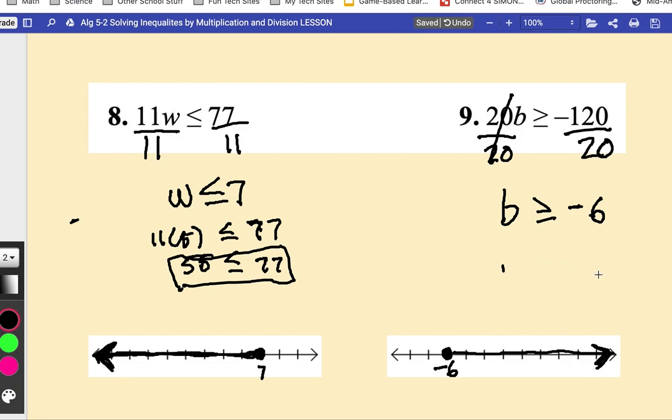So that's kind of the basic idea of how you do problems using division. Okay, and in the next video we're going to look at what we do if you have the fraction in front of it. Okay, so stay tuned.